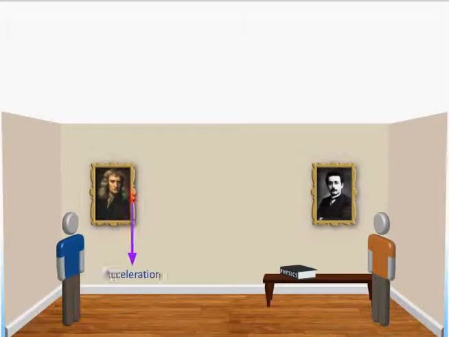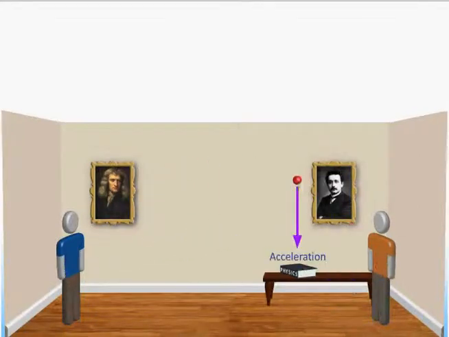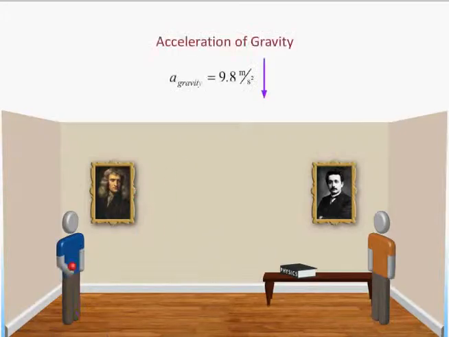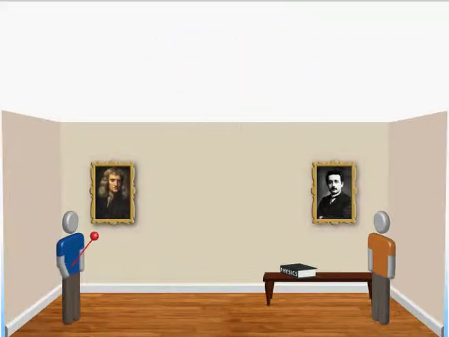For now, the only thing we need to know is that near the surface of the Earth, any object under the influence of just gravity, that is, in free fall, will experience the same downward acceleration, 9.8 meters per second squared. It is customary to refer to the magnitude of this acceleration of gravity as little g. Here we see the familiar parabolic trajectory followed by the ball once it is in the air.